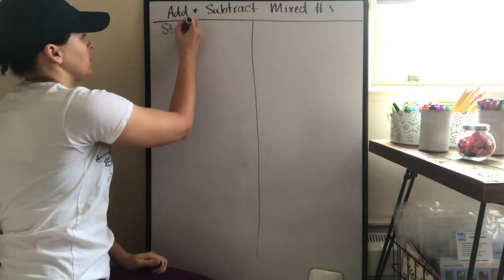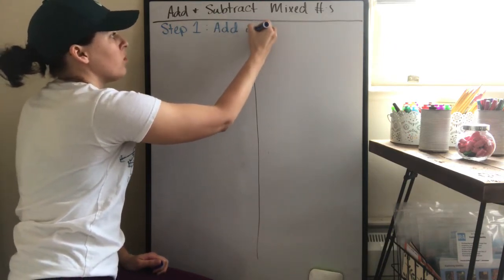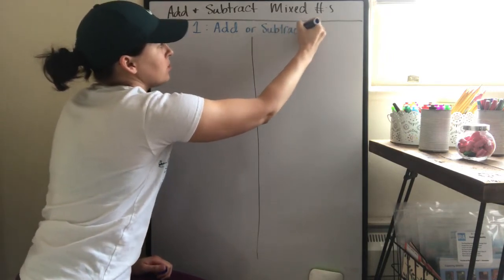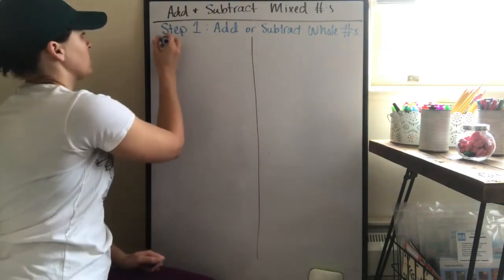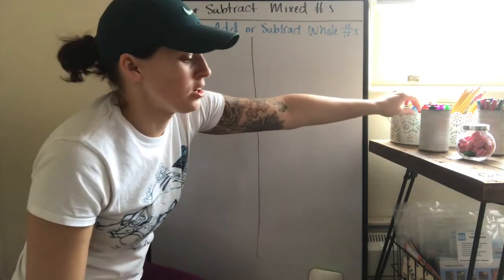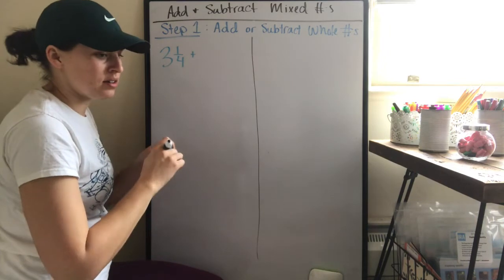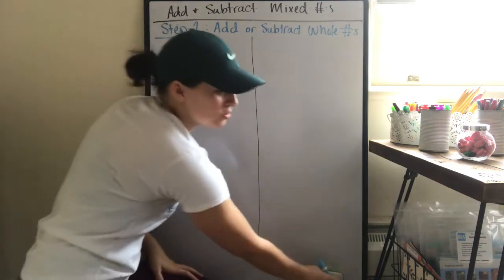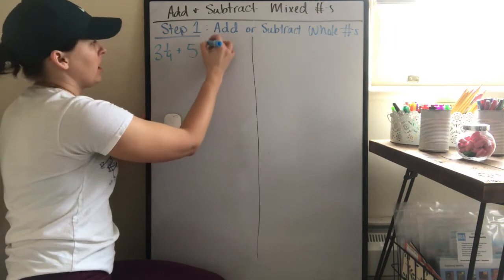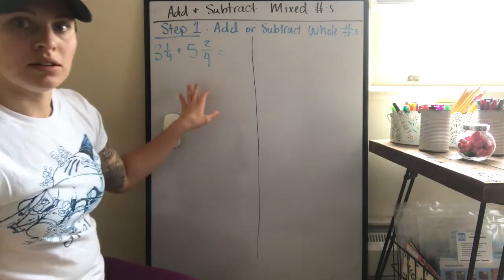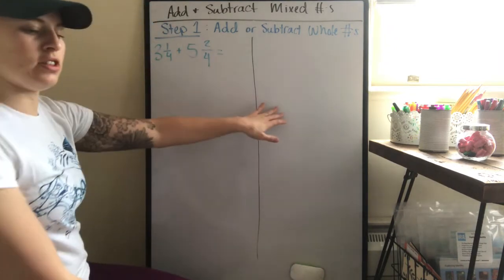So step one is we are going to add or subtract whole numbers. And I will explain what that means right now. So our equation is 3 1/4 plus 5 2/4. Okay? That's gonna be our addition problem. We'll do subtraction after. I was going to do them at the same time, but I think I'm going to do them after.